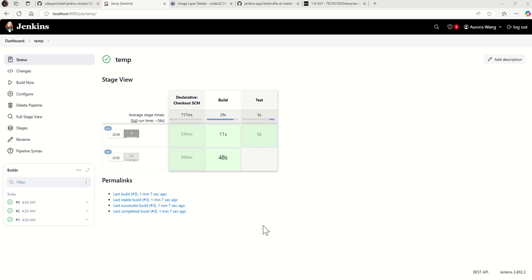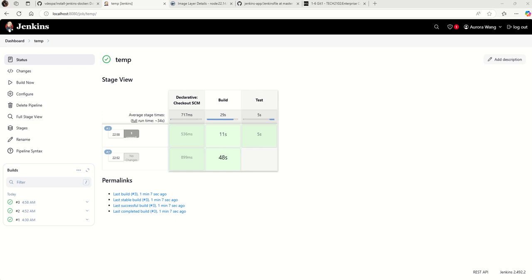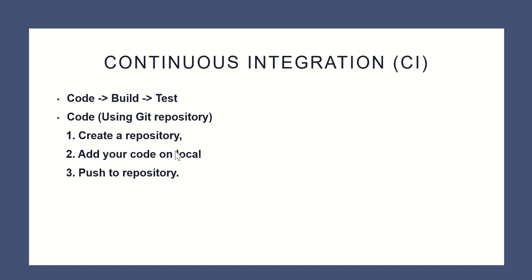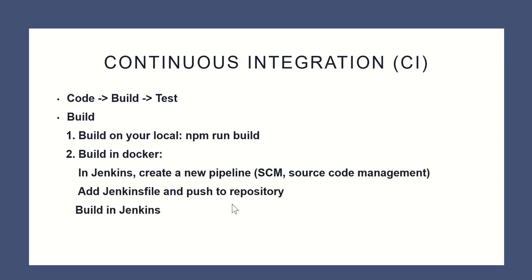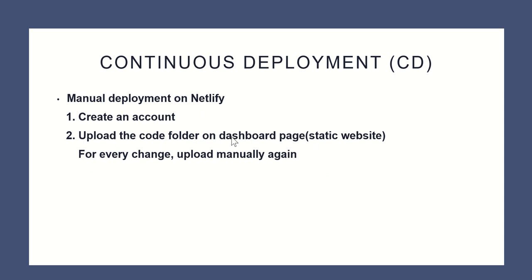So we have this CI. This is CI. Actually, we create our code and we build it by using Jenkins and we test it by using Jenkins. Next, I'm going to talk about the CD. CD is continuous deployment.